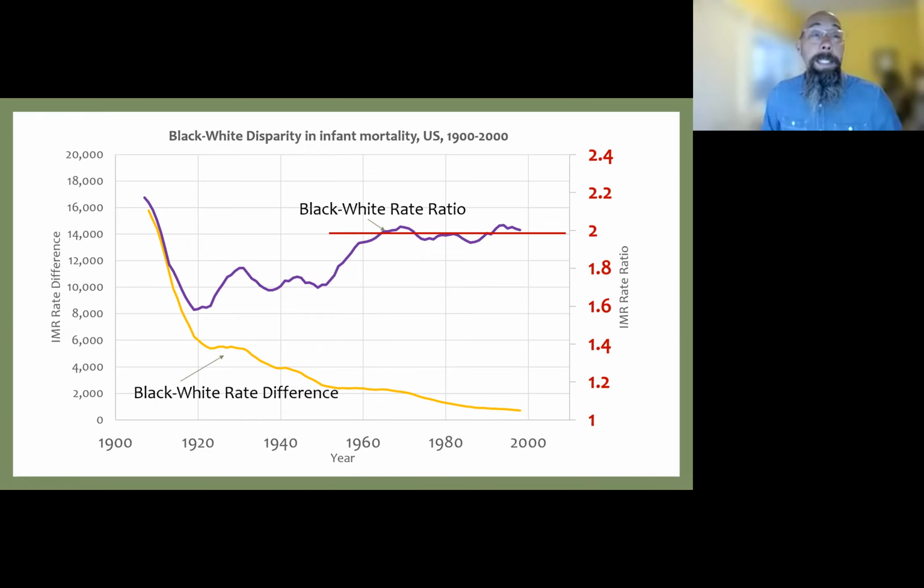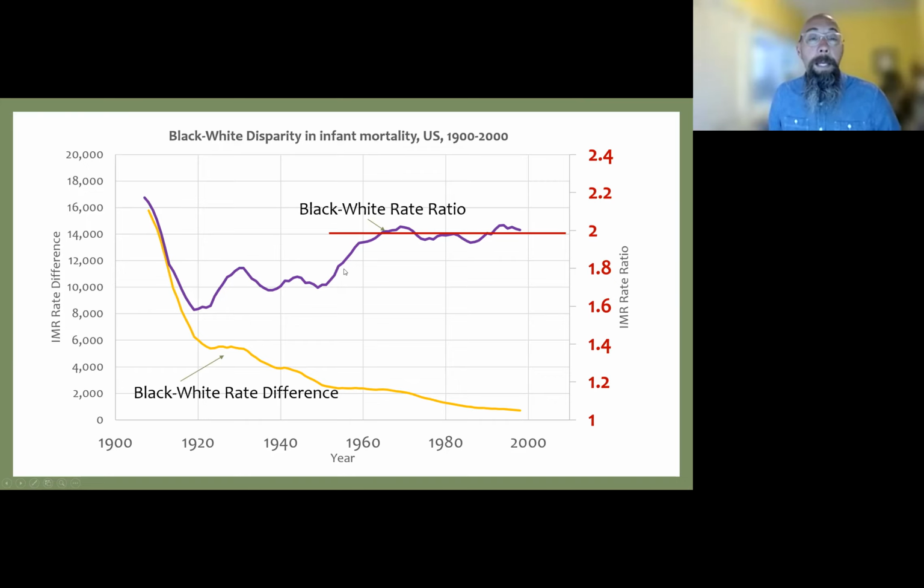Now, if I take those exact same data and I plot them here, and by the way, I am violating one of my rules. I said earlier that we should not have two y-axes. I have two y-axes. This is messy, this is a disaster, but I'm doing it for a purpose. I'm going to tell you about it. The yellow line is the disparity if we measure it as a rate difference. In other words, the rate in Black babies minus the rate in white babies. And it started really high and it went down and it looks really low.